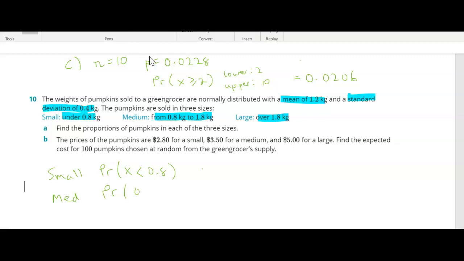Okay, so then we've got 0.8 to 1.8, and then large, x is greater than 1.8.